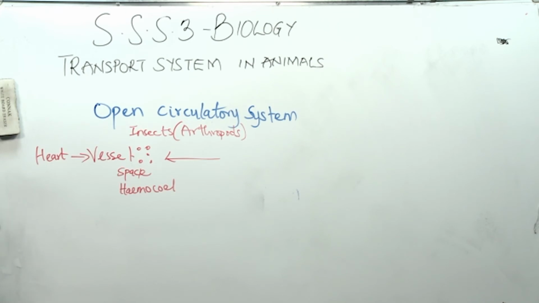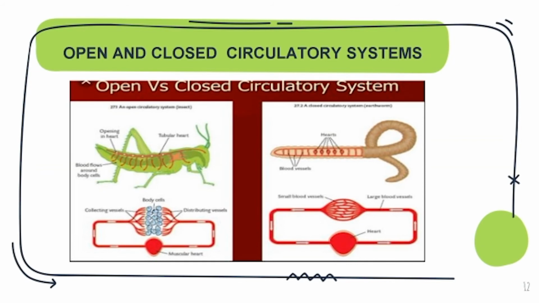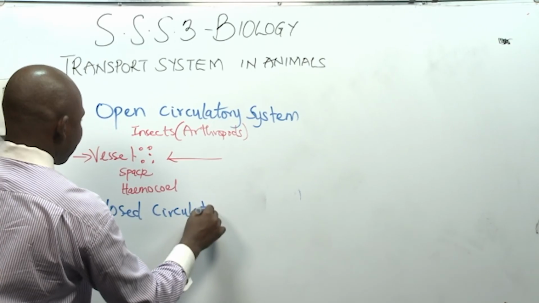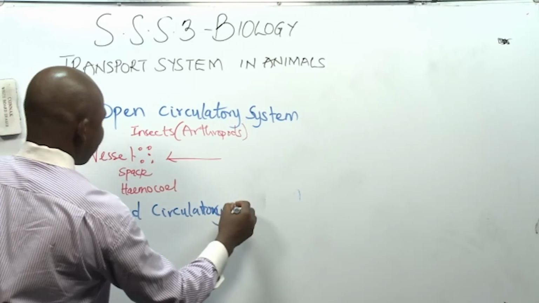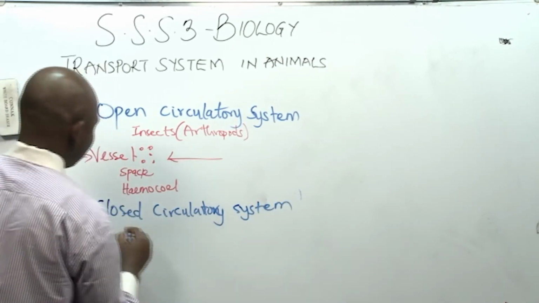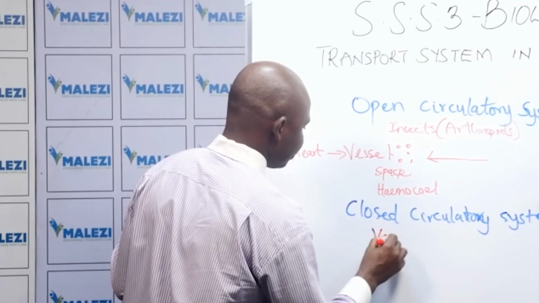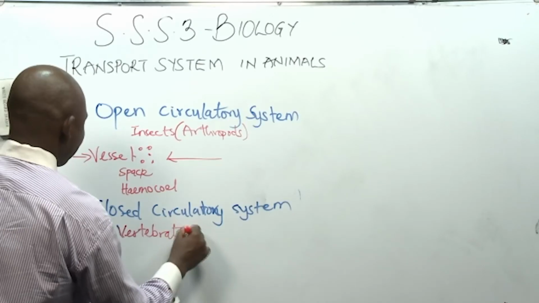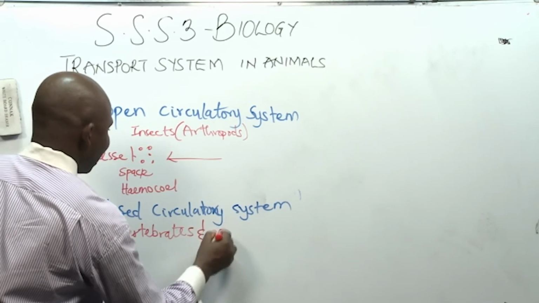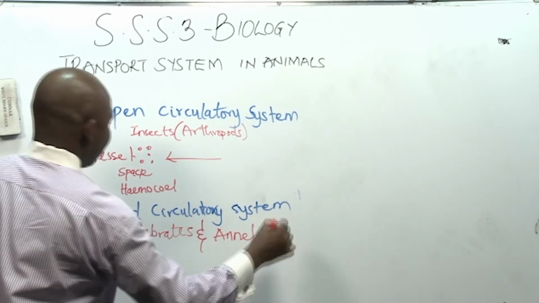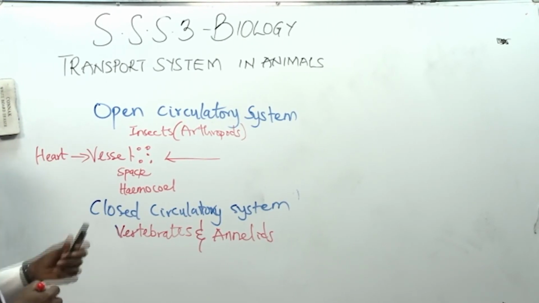This is common in insect, like I said. And for that of closed circulatory system, this is common mostly in vertebrate animals. You remember vertebrates? And also in some invertebrates, like annelids, closed circulatory system. It's common in vertebrate animals and some invertebrates, or we just say annelids. Annelids are invertebrates, while open is common in insects.